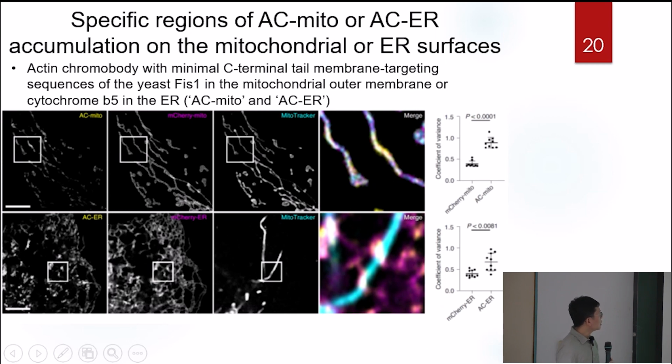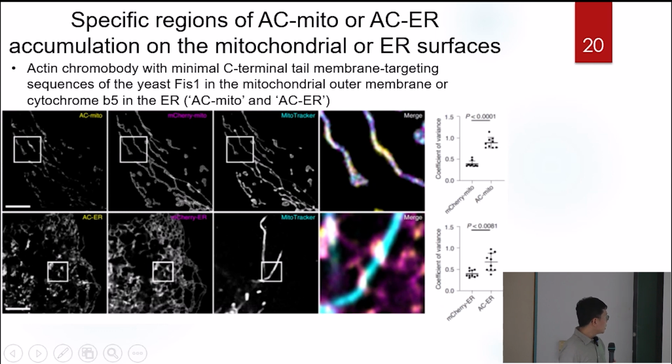But notice that in this panel is AC-mito or AC-ER. This one is mCherry, I think, so it's labeling mitochondria or ER. You can see AC-mito indeed localized to mitochondria, but it is not diffuse everywhere. It's concentrated in some areas. This suggests that these areas are the spots where actin can interact with mitochondria. And similarly for AC-ER, you can see it's not diffuse everywhere in the ER. It's only in some spots, some areas.